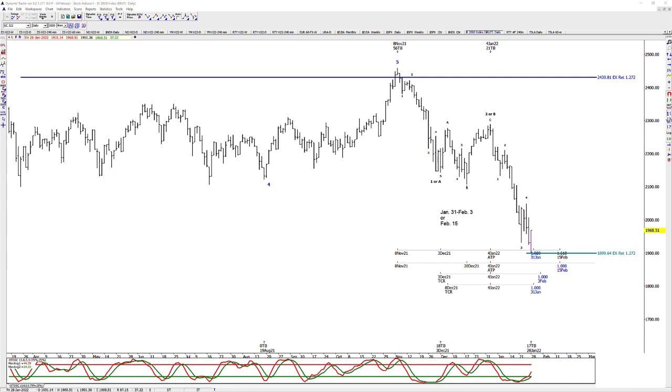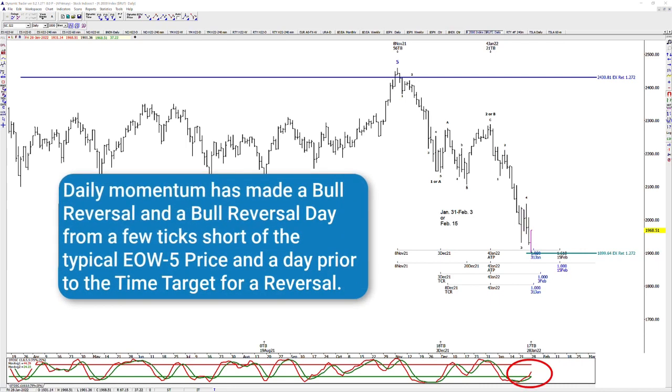This last bar in the chart is a pretty significant, what we call bull reversal day. That was on the 28th, and the daily momentums are already bullish. Well, the 28th is a Friday, so the 31st is a Monday. So we're just one trading day prior to our time target of the 31st to February 3rd. And the key here is we're one day before that.